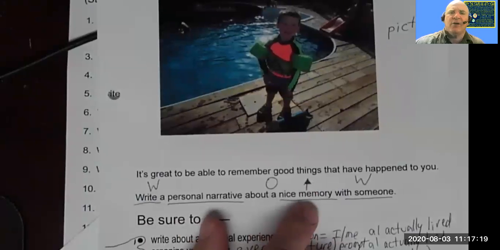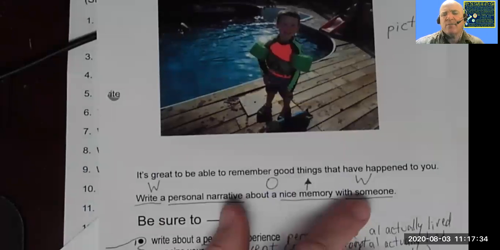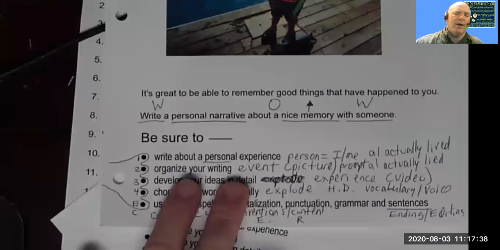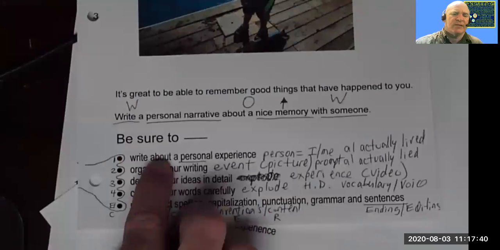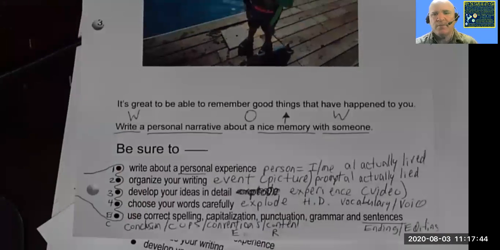Let me tell you, have you ever had a nice memory happen to you? In the same way as in expository, we don't want to be asking a question about the prompt. We want to respond to the prompt. The other keywords are that you have to be with someone on this one. So how do you get to one place? Well, it says to write about a personal experience. What do they mean by that?